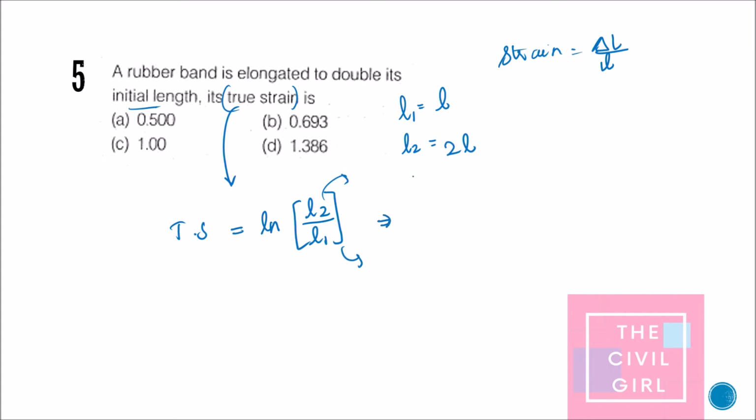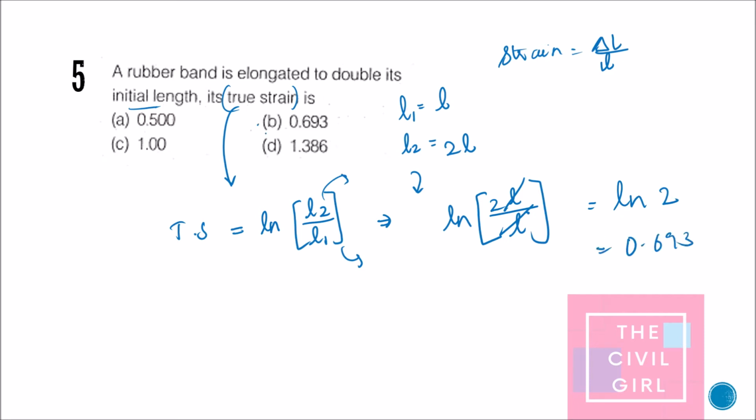Substituting these values, we get ln of 2L by L, and L gets cancelled, so it is just ln 2, and the value of ln 2 is 0.693. So my answer is option B.